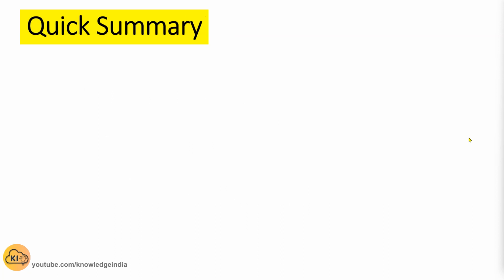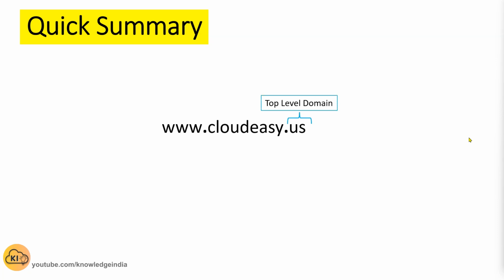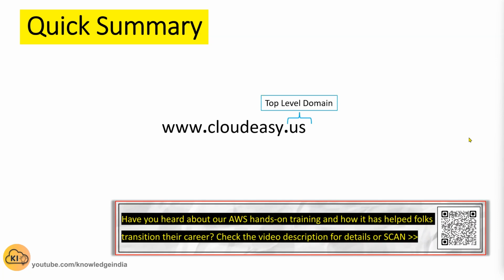Let's get into it. When you see a domain like this, we need to very clearly understand what the different parts of this are. The part after the second dot, on the extreme right, which is .us in this case, is the top level domain, or TLD in short. You would have seen a lot of top level domains like .com, .in, .gov, etc.